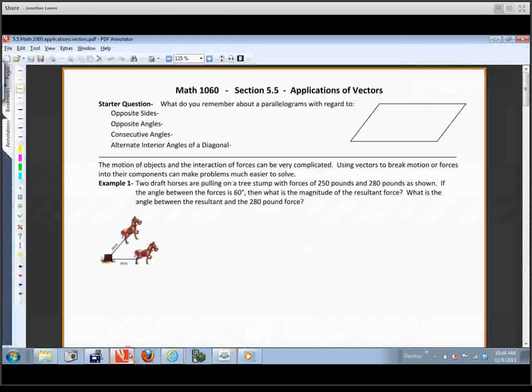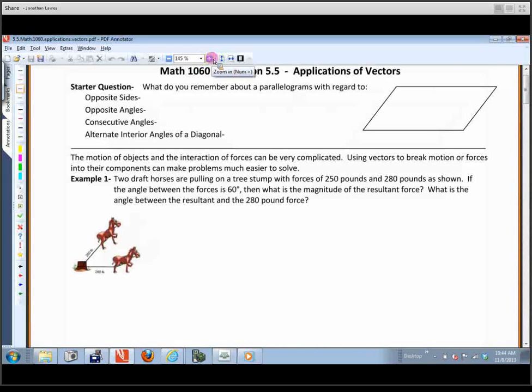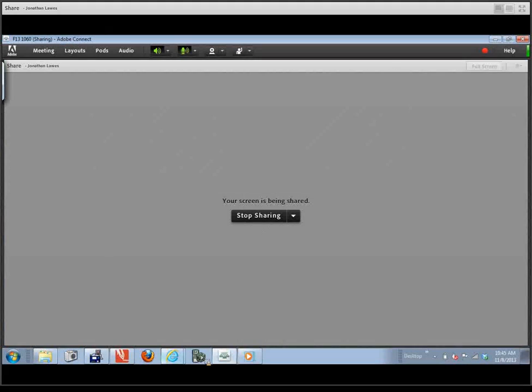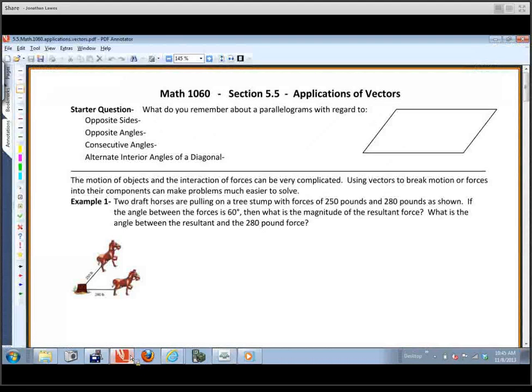Okay, well let's take a look at this next section. This is section 5.5. It's on applications of vectors. And in order to do this section, let's take a quick look at just a couple of things that we need to remember about parallelograms.